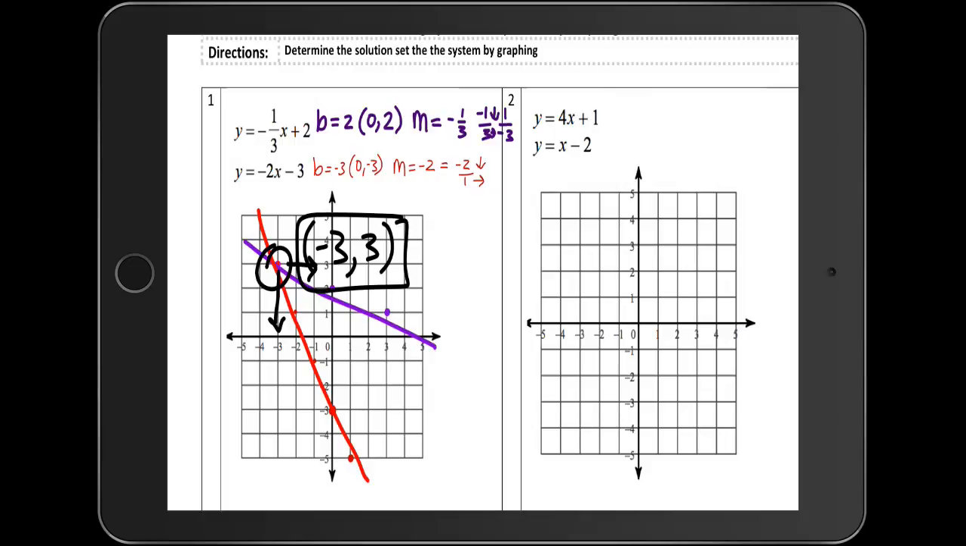So go ahead, use those same steps to do problems 2, 3, and 4. Make sure that you circle the point that is the intersection point. Make sure you write it as a coordinate point and box it in.